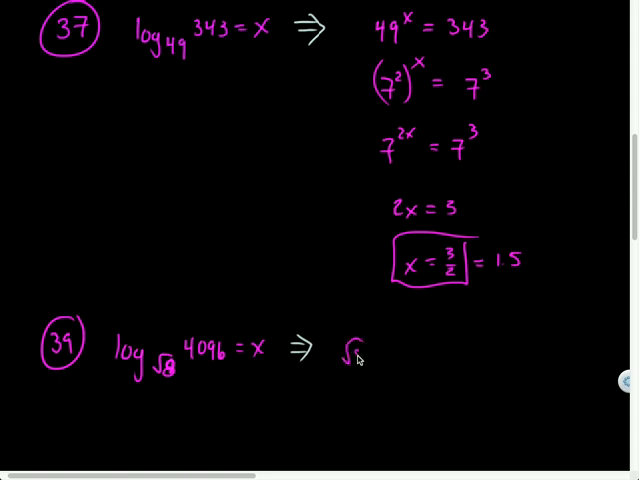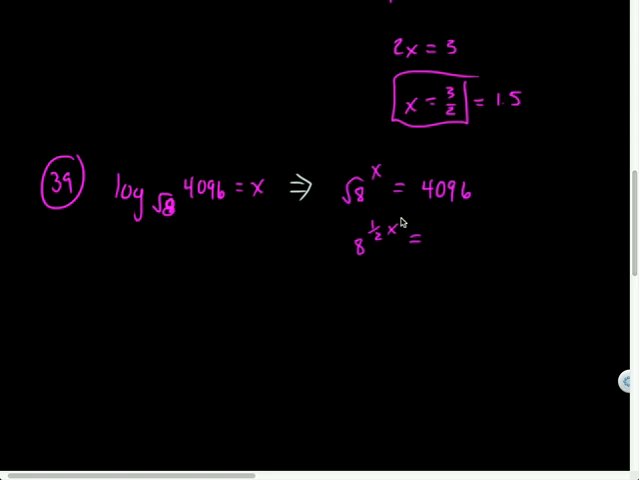So let's translate this into exponential form. So that's the square root of 8 to the xth power is equal to 4096. Okay, I think I got this one. Square root of 8. I could write that as, I'll do this slowly, 8 to the 1/2 x. Square root is the same as a 1/2 exponent, right? And both 8 and 4096 are powers of 2, so that's what I'm starting to lean towards. 8 is 2 to what power?